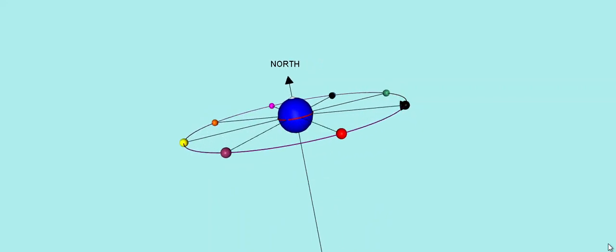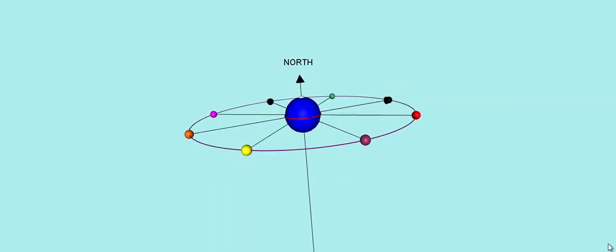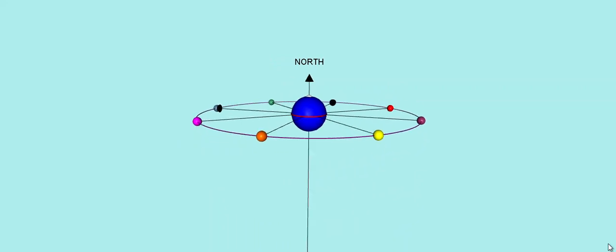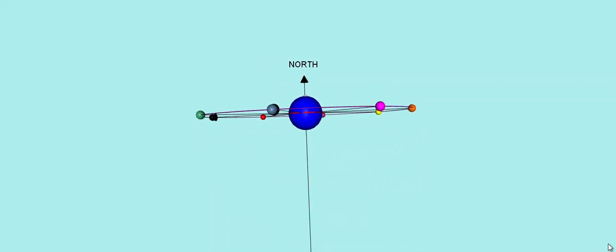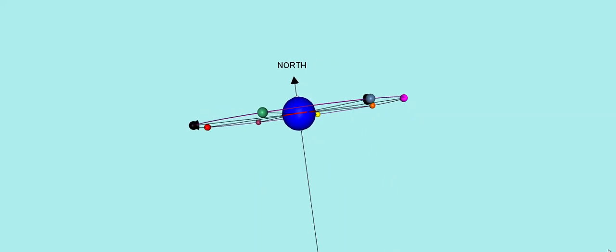Now we want to find a relationship between the speed of the satellites and the distance from the center of the Earth. Now this represents a typical orbit for a satellite, and we need to notice that the center of the orbit is the center of the Earth.